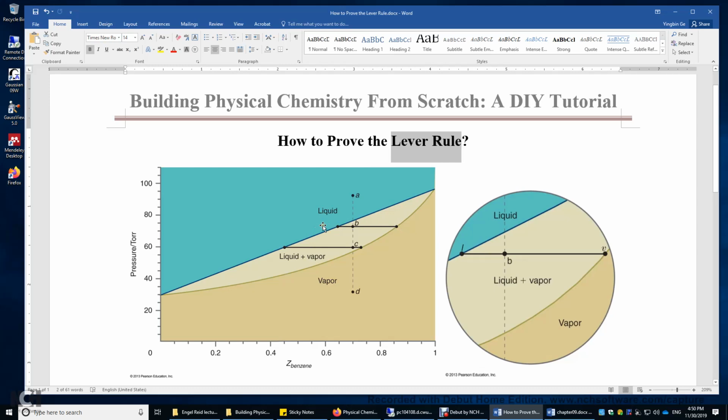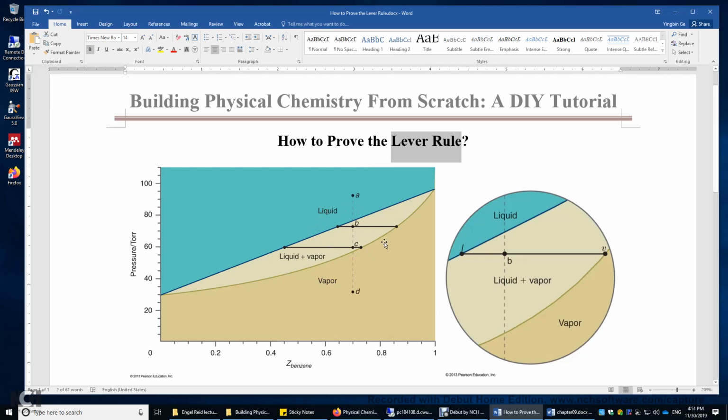So if you draw a horizontal line parallel to the horizontal axis, you will be able to see the mole fraction of benzene in the liquid phase, roughly 65%. And over here, this is the mole fraction of benzene in the gas phase, roughly 92%. Again, B, over here, 70%, is between the mole fraction of benzene in the liquid phase and the mole fraction of benzene in the gas phase.